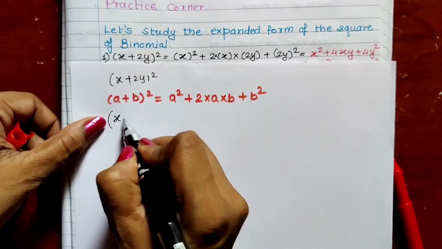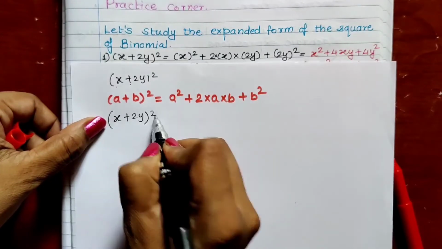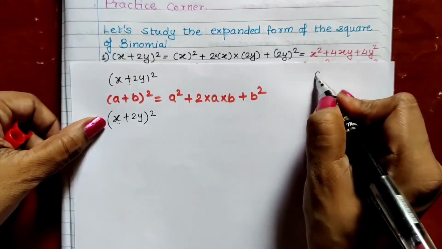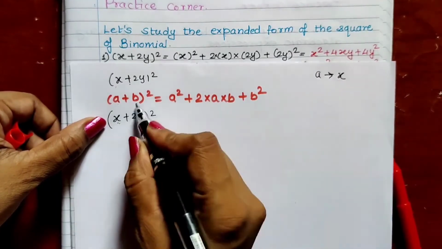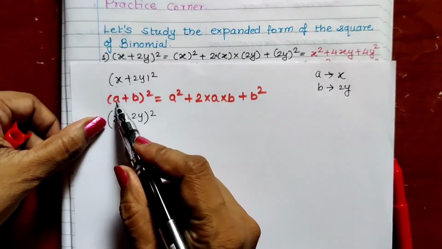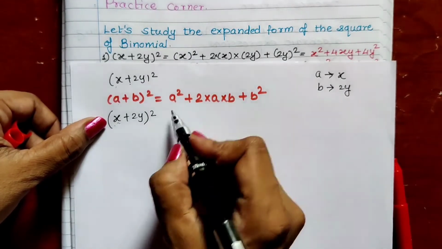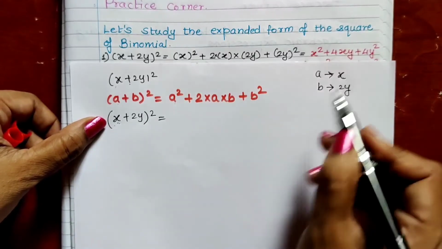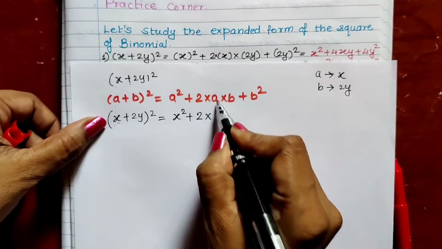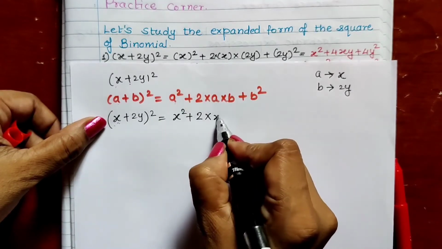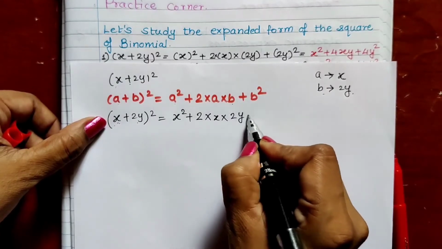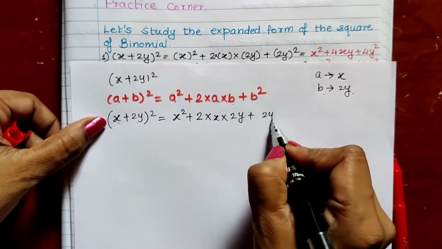Now we will apply this formula to our question. Question is x plus 2y whole square. So our a is x, that means first term is x, and b is 2y. In place of b we will be writing 2y in the formula, in place of a we will be writing x. So a square means what we have to write? x square plus 2 as it is from formula, multiply by a is x, multiply by b is 2y, plus b square, that means 2y square.